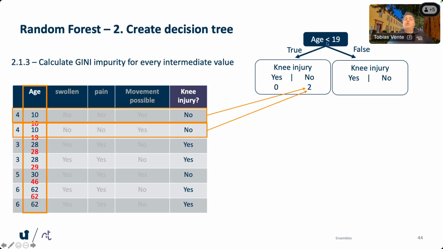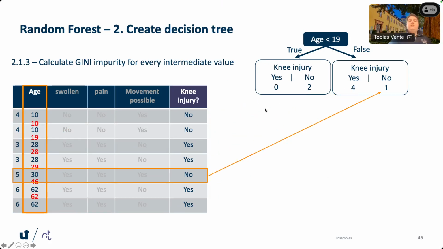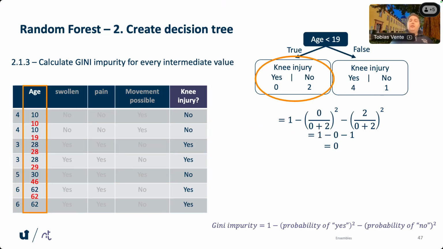And then on the right-hand side, these are all the data points that are actually larger than 19. And here, 4 say yes, and 1 data point says no. And then we paste it into the exact same formula again. So first we calculate the GINI impurity.